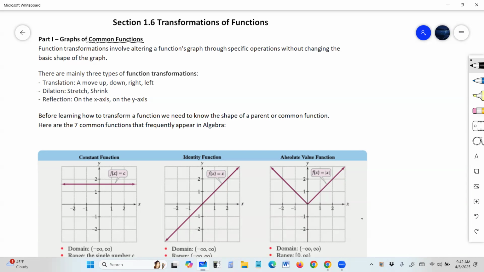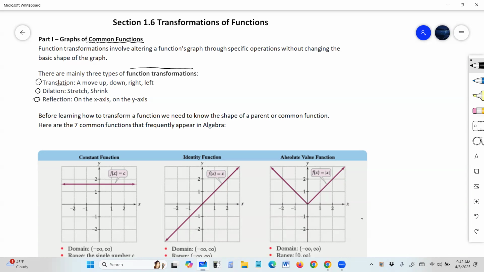And you see the common functions right here. So we need to know the basic shape of the graph of the common functions, and then we'll apply the different kinds of function transformations. So the ones that we're going to look at are these three. So we have a translation.